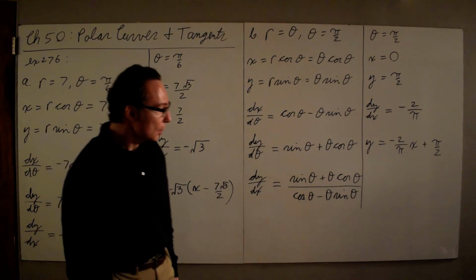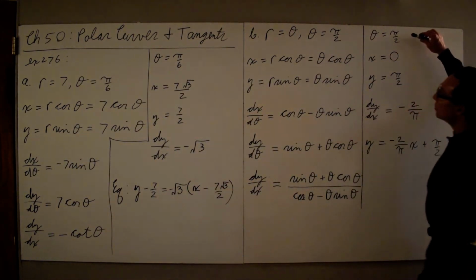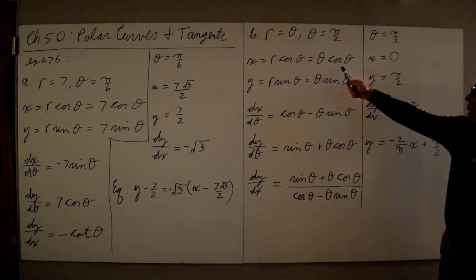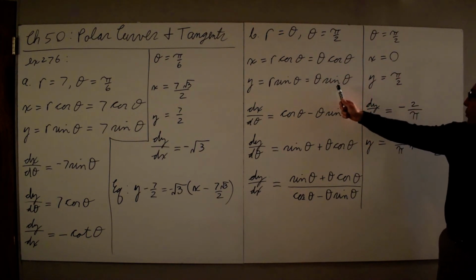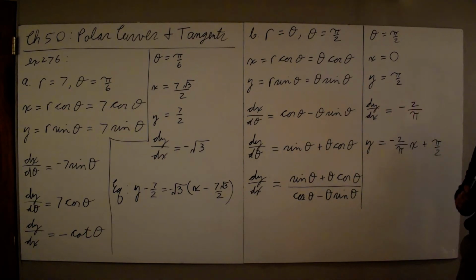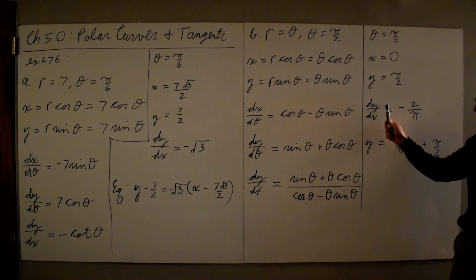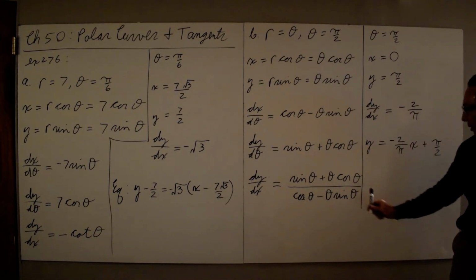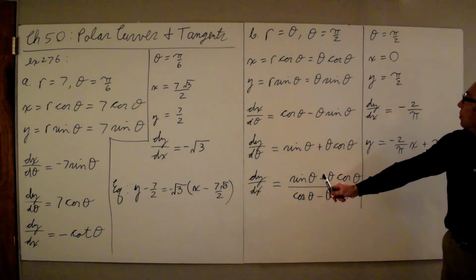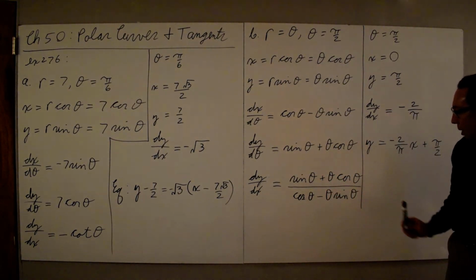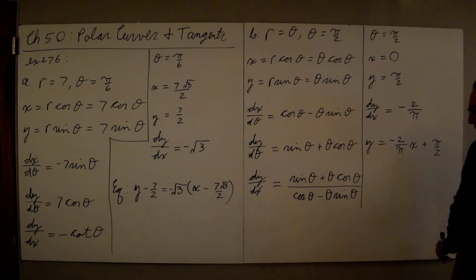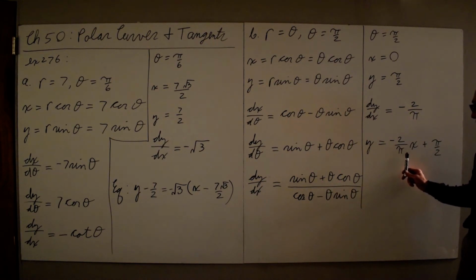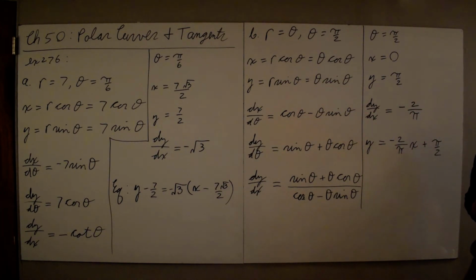We're given that theta is pi over 2, so we substitute right here. Cosine of pi over 2 is 0, sine of pi over 2 is 1, so y is pi over 2. The derivative of y with respect to x simplifies, plug pi over 2 in. It's not so hard because sine of pi over 2 is 1 and cosine of pi over 2 is 0. So this simplifies to negative 2 over pi. Right here is our slope.